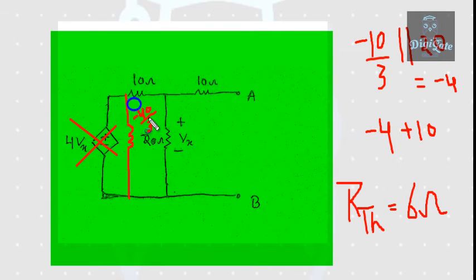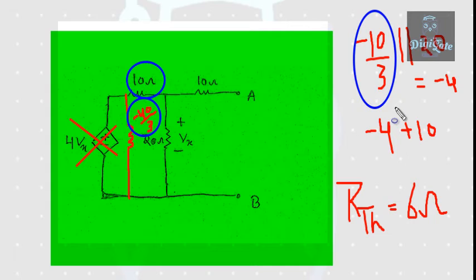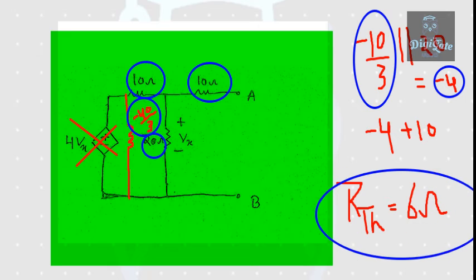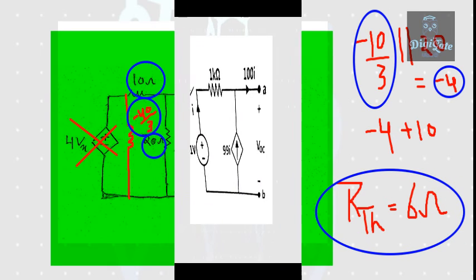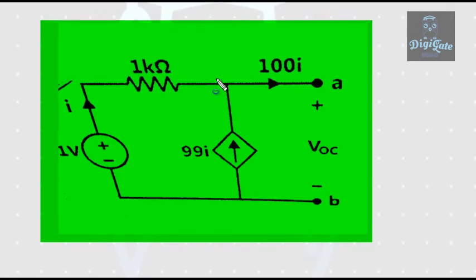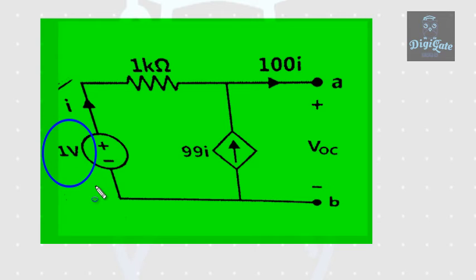Now this minus 40 by 3 and 10 ohm would be in series, that will be equal to minus 10 by 3, and that minus 10 by 3 would come in parallel with this 20 ohms. So that would be equal to minus 4. This minus 4 will come in series with 10 ohms, so our RTH would eventually come out to be 6 ohms. Now the third model is the circuits having both independent sources and the dependent sources.